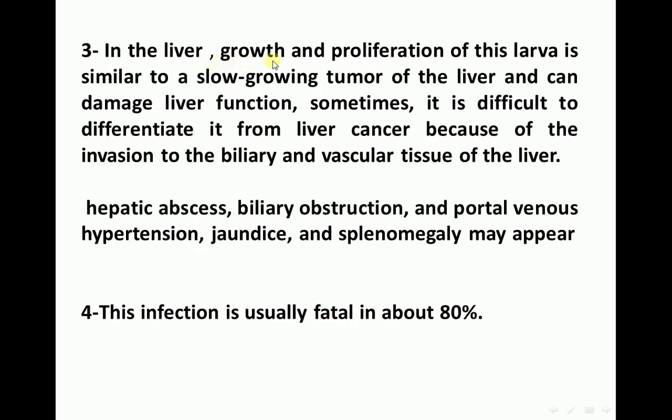In the liver, growth and proliferation of this larva is similar to a slow-growing tumor of the liver and can damage liver function. Sometimes it is difficult to differentiate it from liver cancer because of the invasion to the biliary and vascular tissue of the liver. Hepatic abscess, biliary obstruction, portal venous hypertension, jaundice, and splenomegaly may appear. This infection is usually fatal in about 80%.